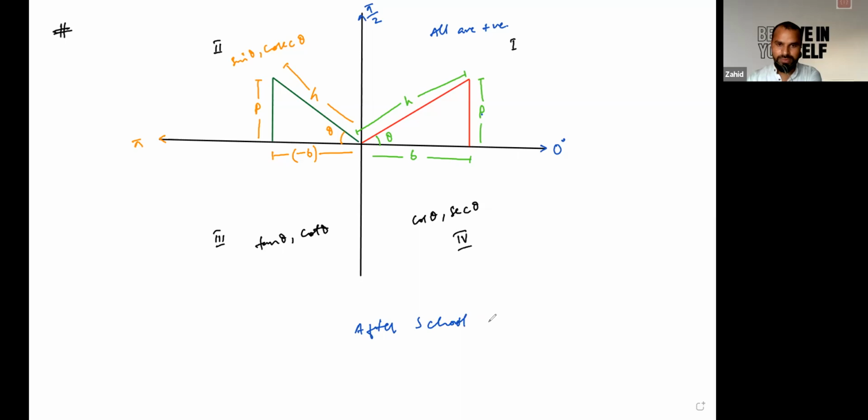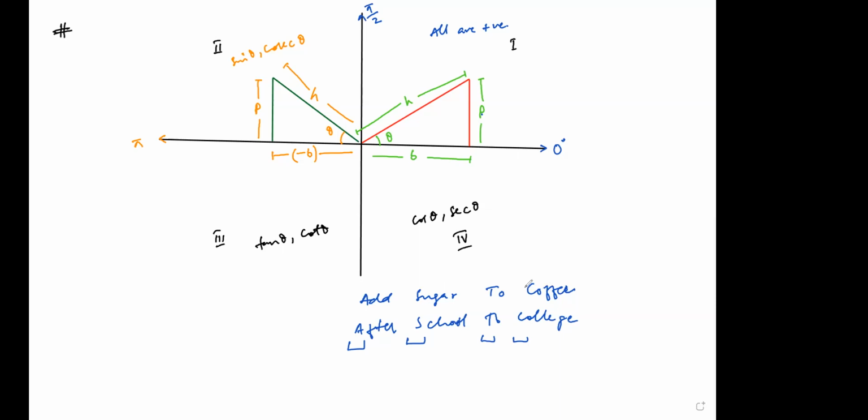So by a simple rule, we can define the different segments by knowing this abbreviation: After School to College. After means all, which is in the first quadrant. S defines sine theta, which is in the second quadrant. T defines tan theta, which is in the third quadrant. And C defines cos theta, which is in the fourth quadrant. Or you can simply learn 'add sugar to coffee'. By either of these 2 statements, we can define which of the trigonometric ratios would be positive and in which corresponding quadrant.